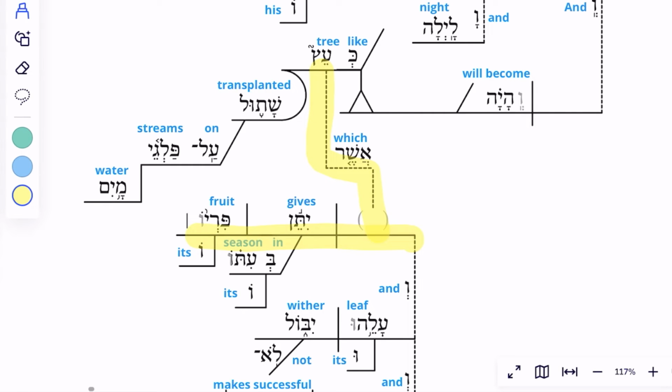since it's the tree which gives its fruit in season. In the Hebrew, the relative particle asher is not really a pronoun, so it's a tree that it gives its fruit in its time. The idea of its time is best glossed in English with season, and ordinary English drops the its to just say in season.